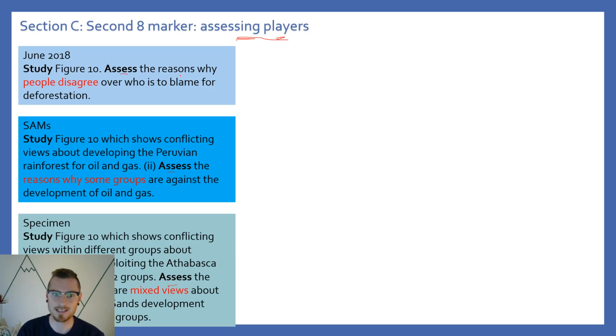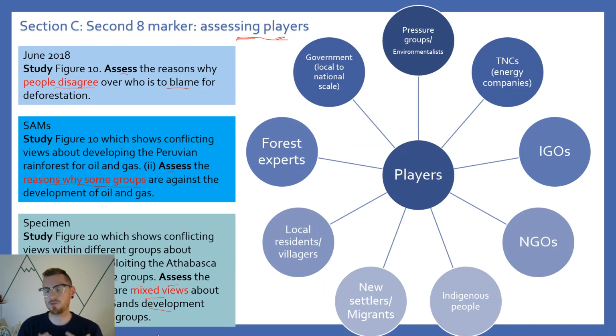So this one last year, assessing the reasons why people disagree over who is to blame for deforestation, assessing the reasons why some groups are against the development of oil and gas, assessing reasons why there are mixed views on the development of tar sands. So it's all about you showing that there are different interests of players, they have different opinions, and there's conflict between them. So if you're not given the players in the exam, you might be thinking, well, who are these players that you could reference? Because you need to reference.